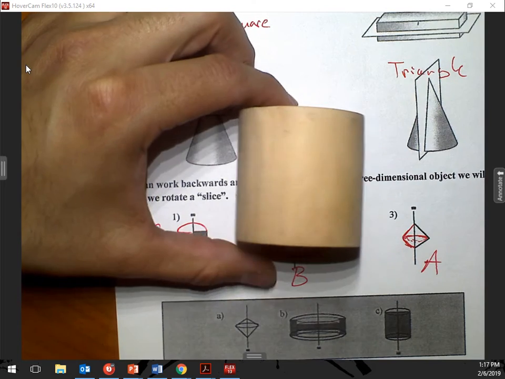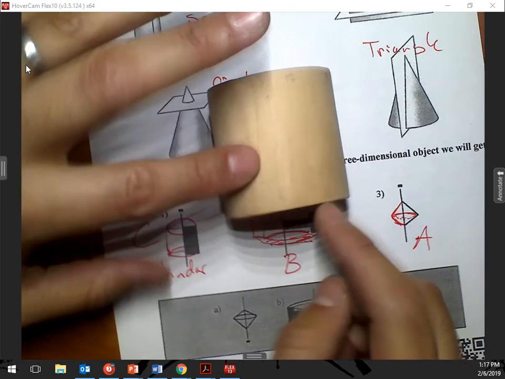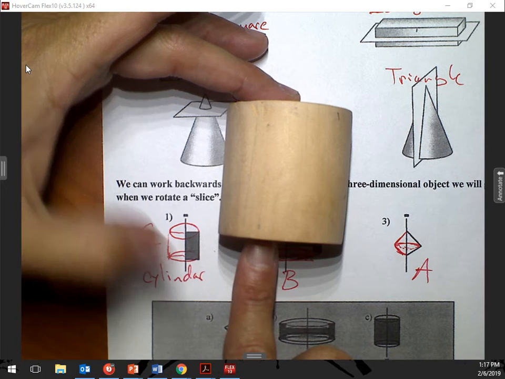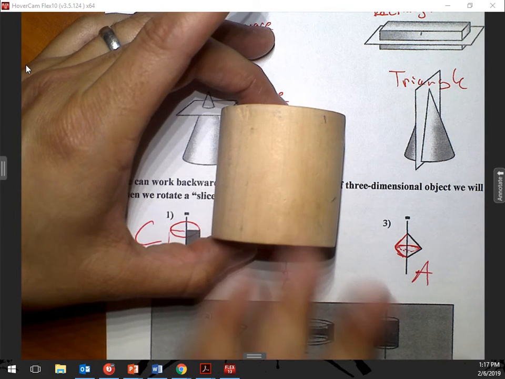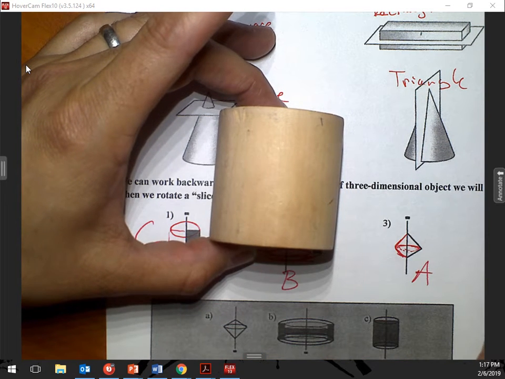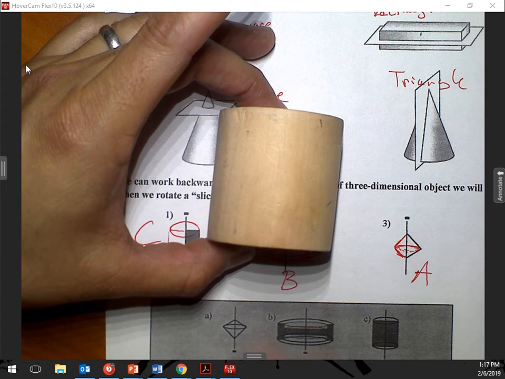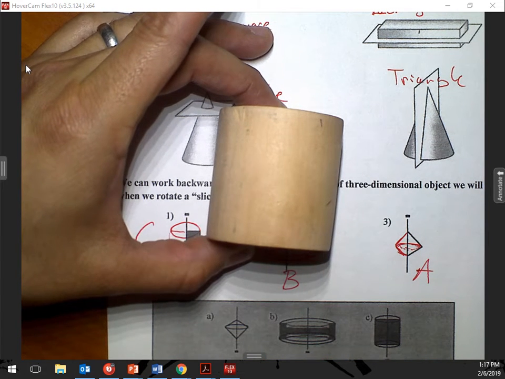What shape is that? A square or a rectangle, right? So as a two-dimensional shape, if I chopped it straight up and down, it's going to be a rectangle. Okay? Does that make sense?